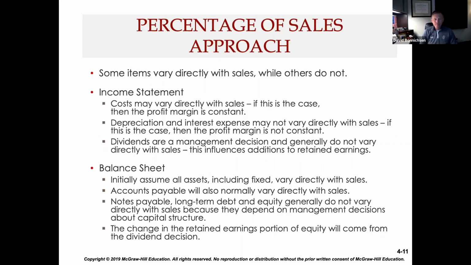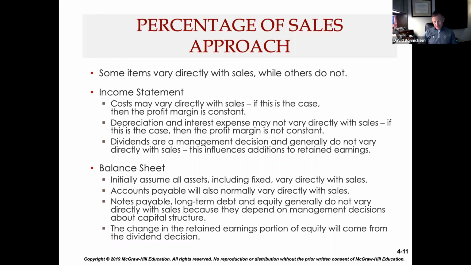Accounts payable is the only item on the right-hand side of the balance sheet that is going to move up by that percentage of sales. So if sales go up by 15%, we're going to move accounts payable up by 15%.